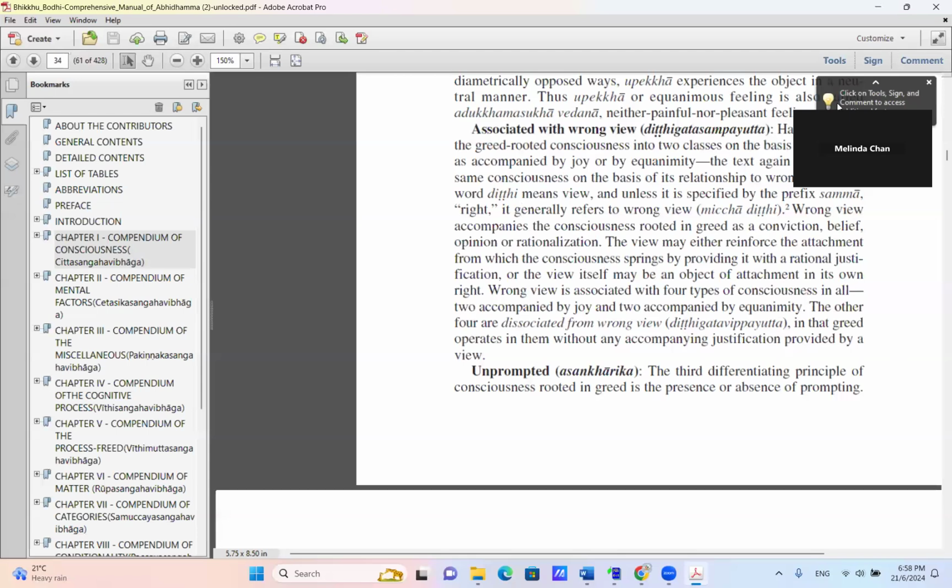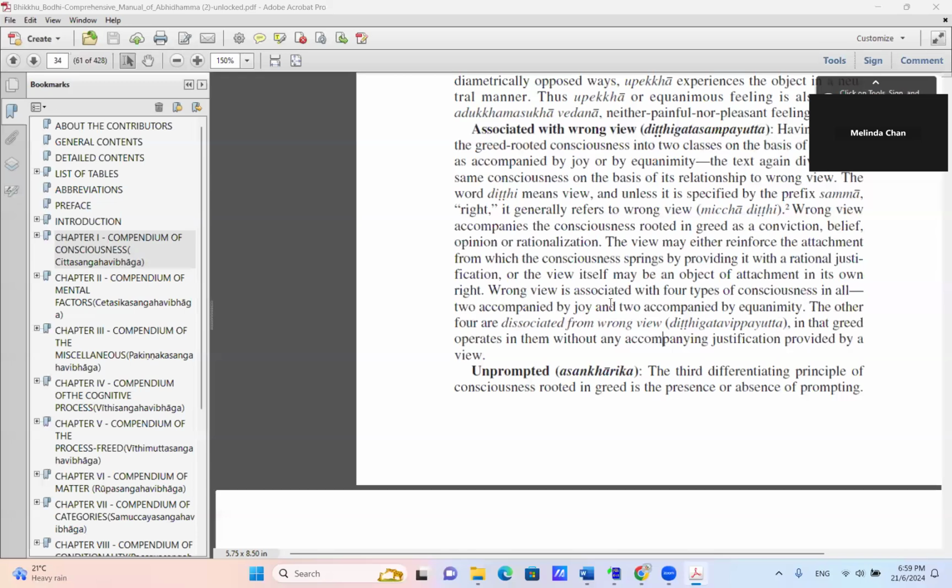Ditthigata sampayutta. Having divided the greed-rooted consciousness into two classes on the basis of feeling, as accompanied by joy or equanimity, the text again divides that same consciousness on the basis of its relationship to wrong view. The word ditthi means view, and unless it is specified by the prefix samma, or right, it generally refers to wrong view, micchaditthi. Wrong view accompanies the consciousness rooted in greed as a conviction, belief, opinion, or rationalization. The view may either reinforce the attachment from which the consciousness springs by providing it with a rational justification, or the view itself may be an object of attachment in its own right.